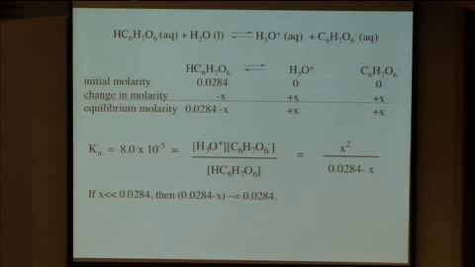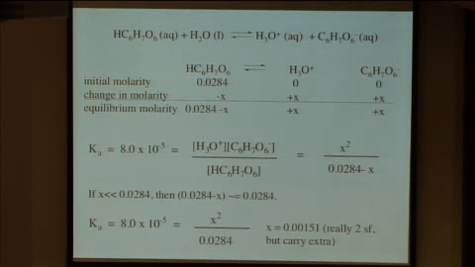Now you can make an assumption when you're working on these problems and check it later. You can make the assumption that x is really small compared to this 0.0284, and you can just drop this x out of the term here, and then check later and see if that worked or not. So that makes the math easier. And so now we can just solve for x.